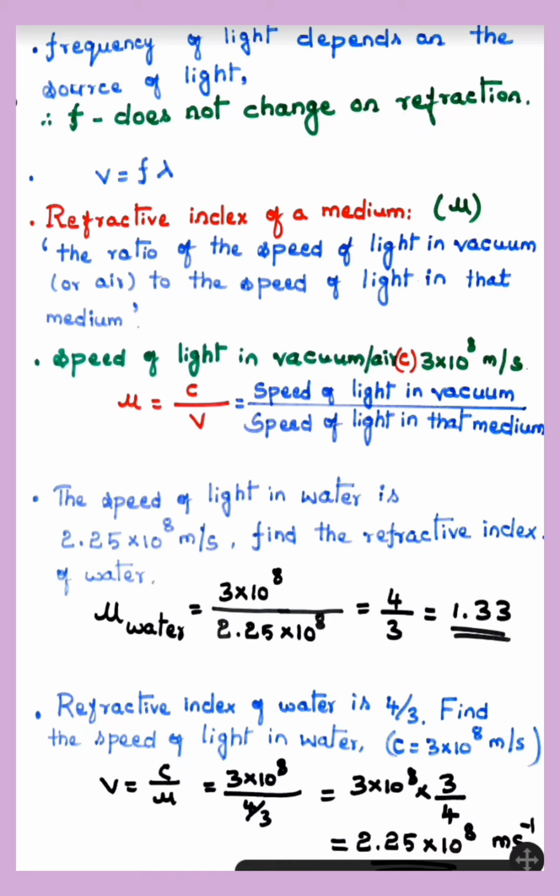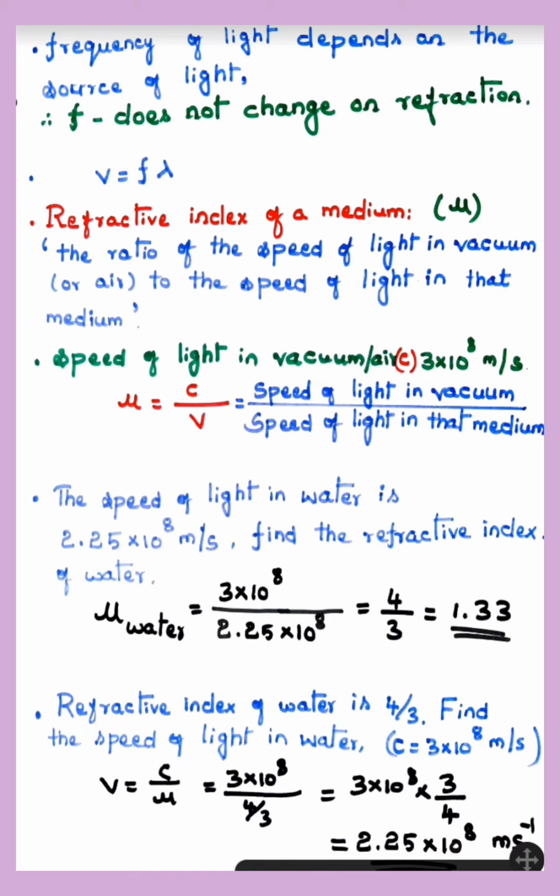And we express the formula relating frequency and wavelength lambda, where v is the speed of light: v is equal to f lambda. This is the formula expressing speed of light with frequency and wavelength.